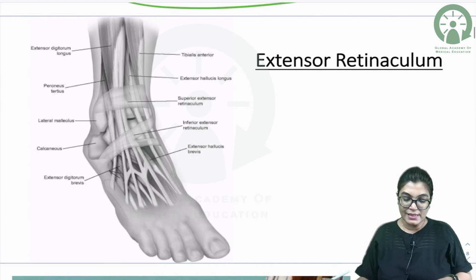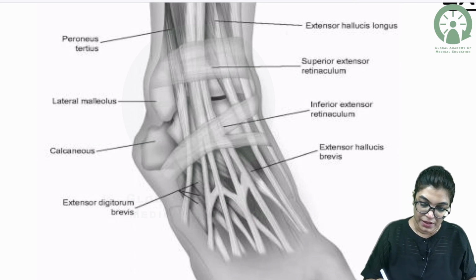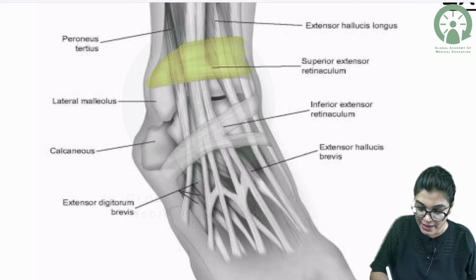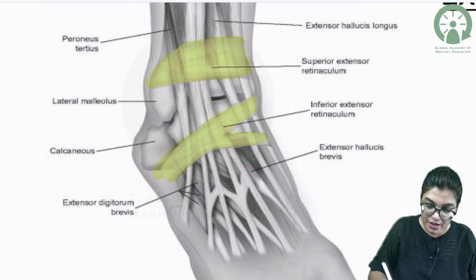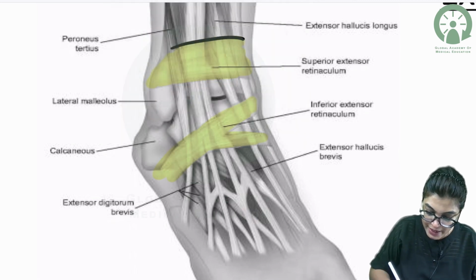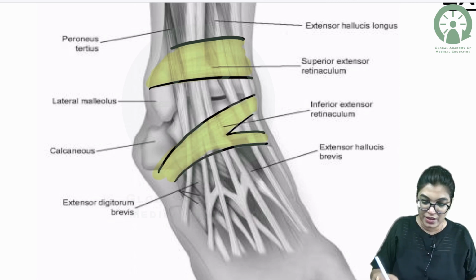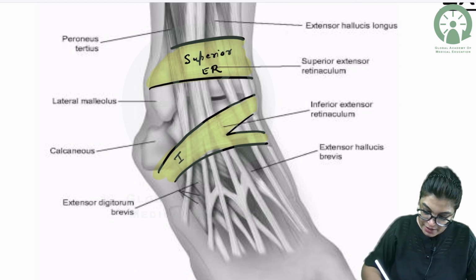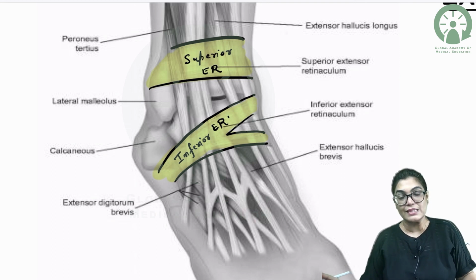Now extensor retinaculum. If I talk about extensor retinaculum, you can see this image. I just want to highlight this extensor retinaculum. We have two extensor retinacula. One is the superior extensor retinaculum, and the Y-shaped structure which you are seeing is the inferior extensor retinaculum. This is superior extensor retinaculum and this is inferior extensor retinaculum.